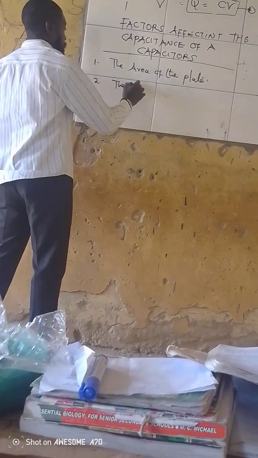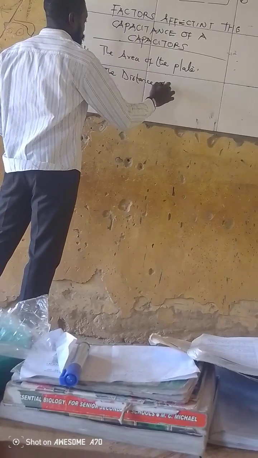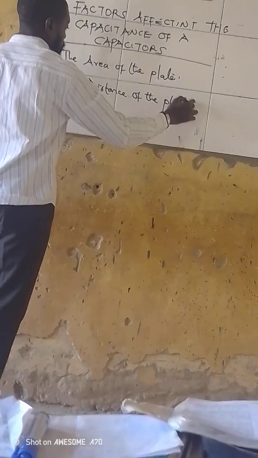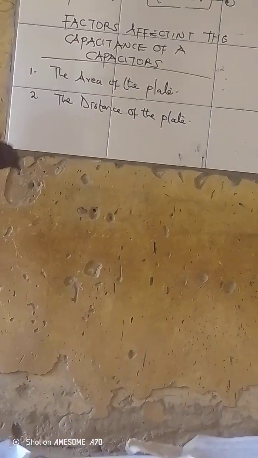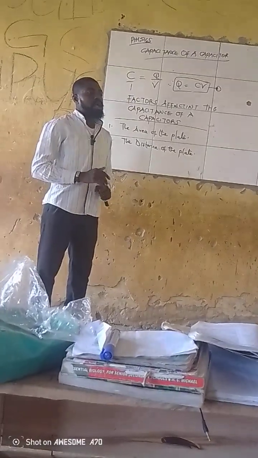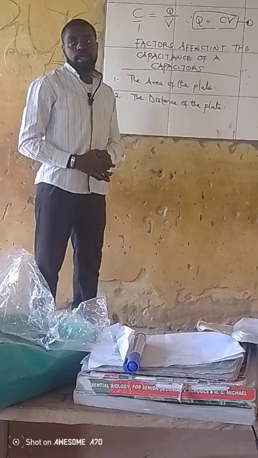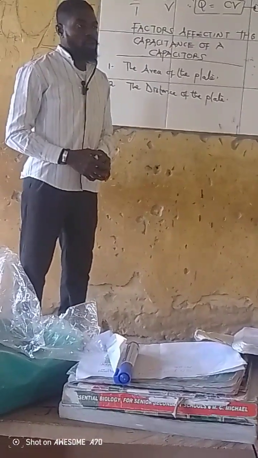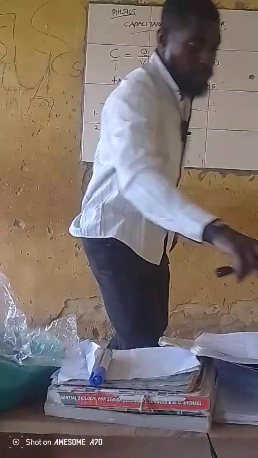Number next. The distance of the plate. Some people say the distance of your dielectric material. Also, number two, the distance of the plate. So before giving me that distance, look up here.